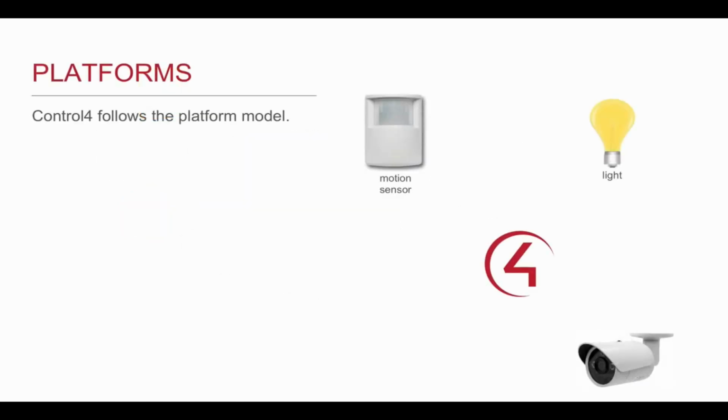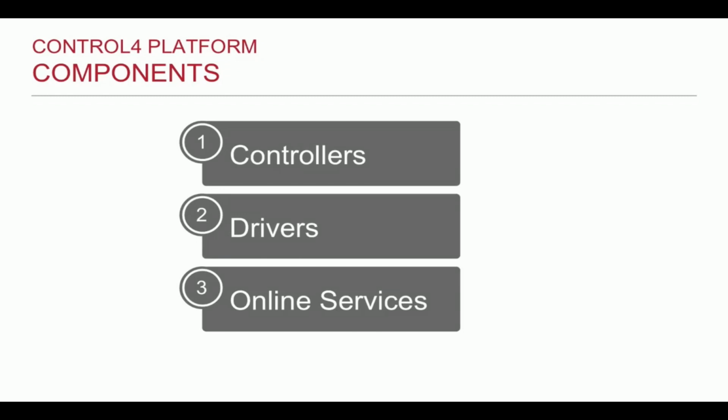Control4 follows this same model. You plug home automation components into the Control4 platform, and the platform allows you to customize how they integrate and interact. Events from one component can cause actions on another. The Control4 platform is comprised of 3 main components: controllers, drivers, and the Control4 online services.